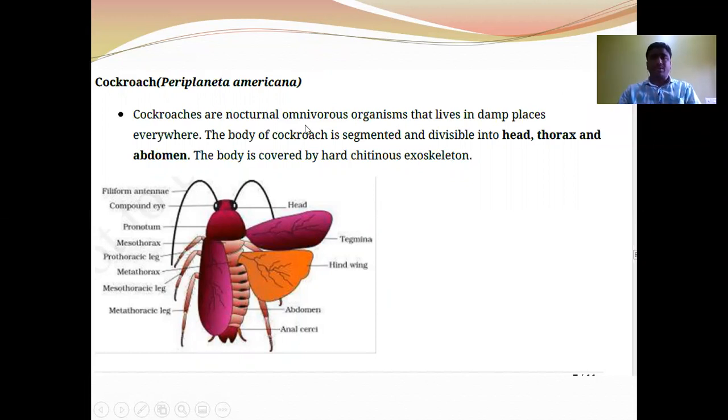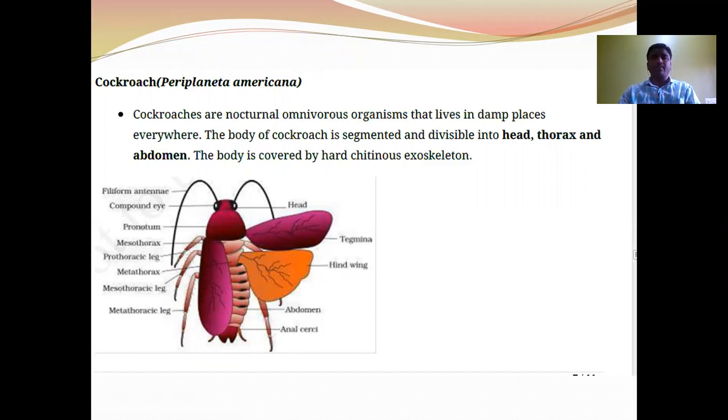Cockroach is a nocturnal organism, which is active during night time. It is an omnivorous organism; it can feed on all types of food material. Next, it is a cursorial organism, a speed runner or swift runner, and it lives in damp places everywhere. The body of cockroach is segmented and it is divisible into head, thorax, and abdomen.